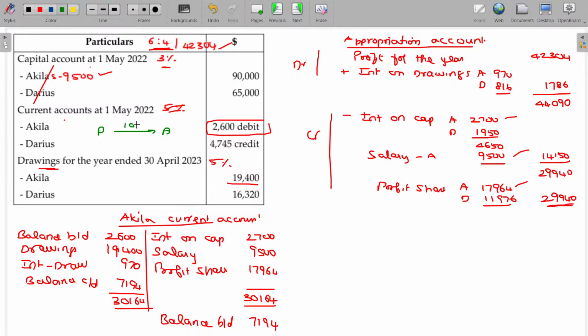Interest on loan being 1,000. What could be the impact in Aquila's current account? Okay, in this case, the balance before this adjustment in Aquila is 7194. Am I right? If she gets another 1,000 rupees from the partnership for interest on her loan, 1000 will be increasing, provided this should be subtracted from here.